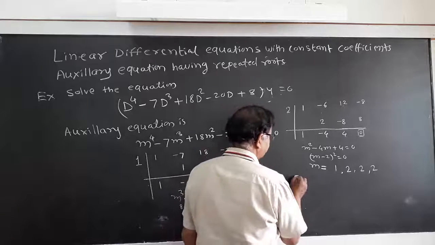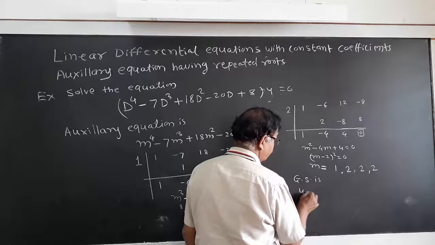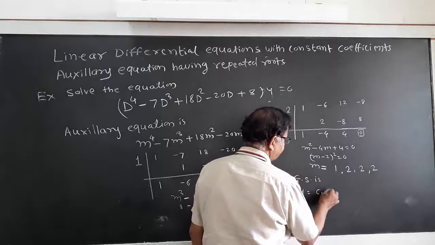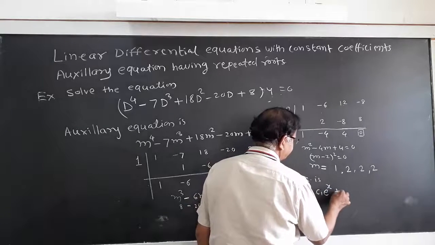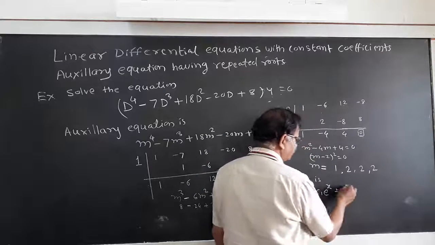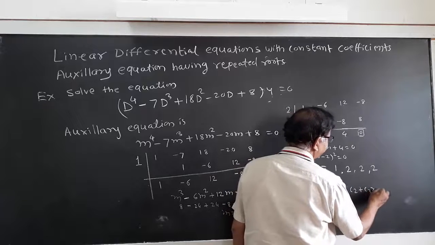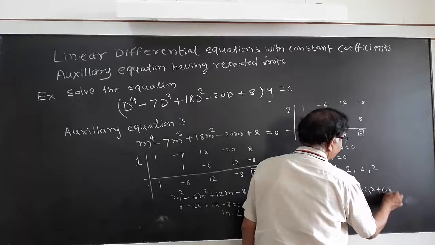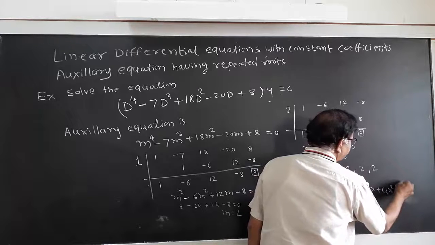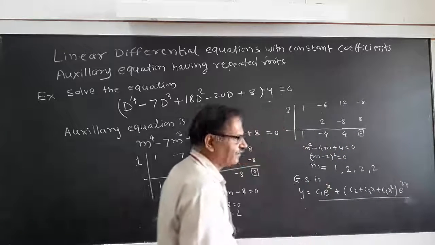Therefore the general solution of the differential equation is y equal to c1 e raised to 1x. Now as 2 is repeated 3 times, we shall take c2 plus c3x plus c4x square into e raised to 2x. This is the general solution of the differential equation.